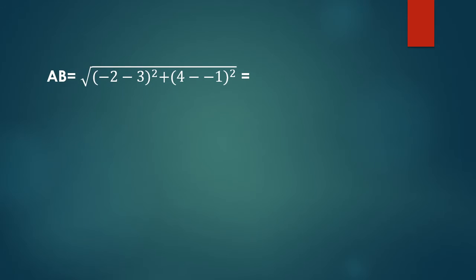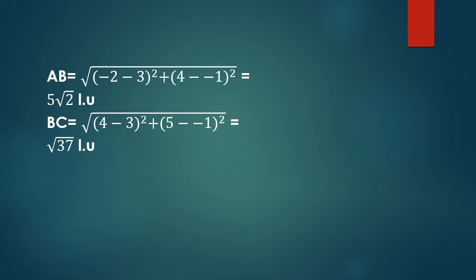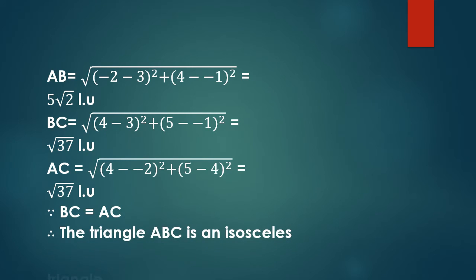The first step, we must get the length of the first side, AB. It will be 5 square root 2 length units. And the length of BC will be square root 37 length units. And the length of AC will be square root 37 length units. Here we have 2 sides equal in length. Then this triangle is called an isosceles triangle.